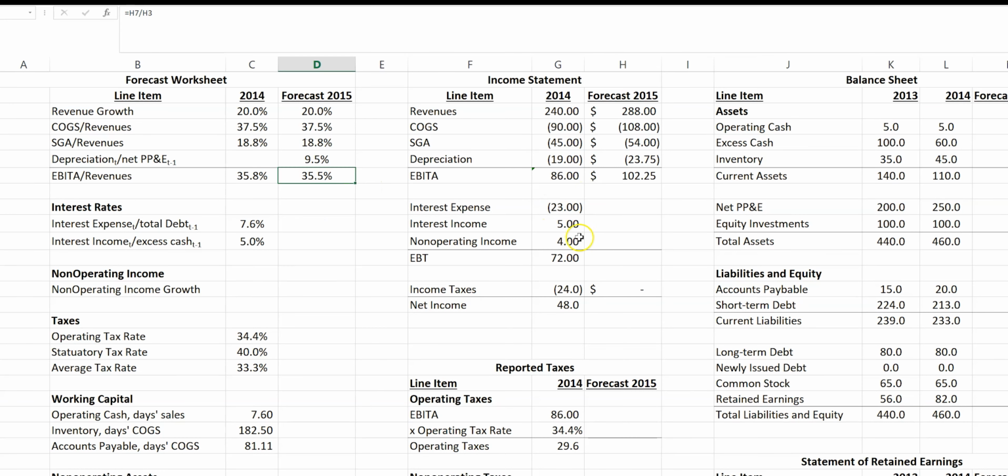Okay, now we come to interest. And we look at interest expense and we say, okay, what's the most important driver of how much interest the firm pays? Well, we pay interest on our debt. So the firm pays interest on total debt.